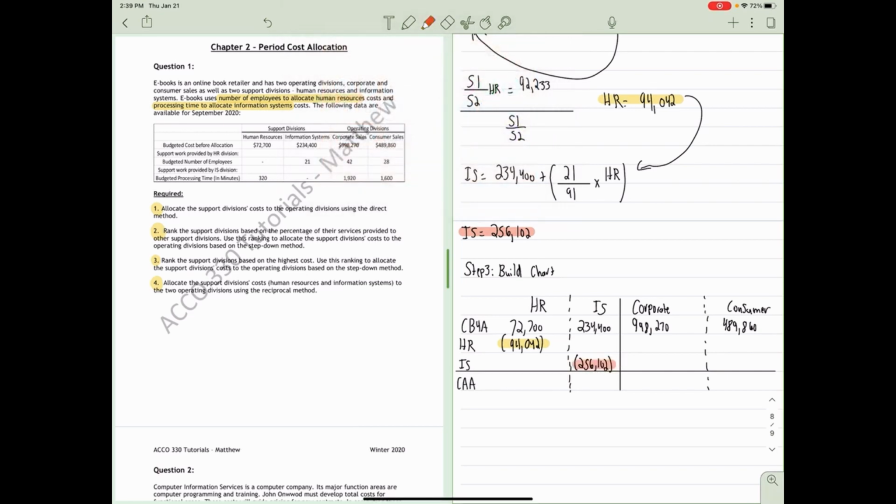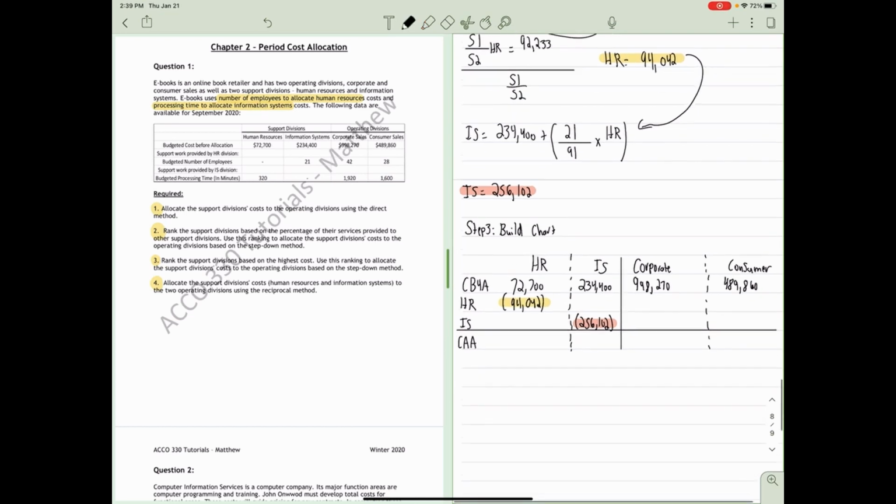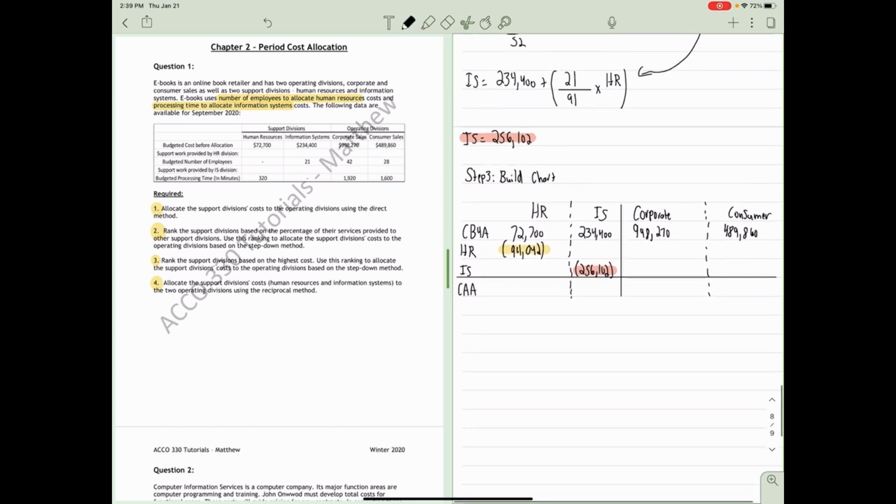All right? Anyways, now, this is what we could do. Let's start with HR. So for HR, guys, we have to ask ourselves, how much does HR help IS? All right? So what you guys could do here is you essentially have 2 options, right? You know that the cost after allocation for both support departments has to be 0, because remember, it's a support department.